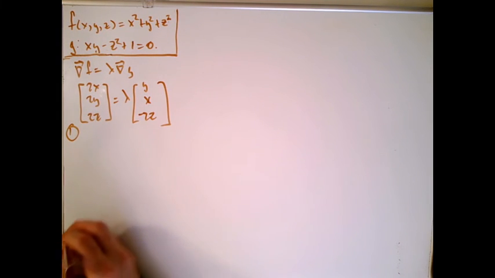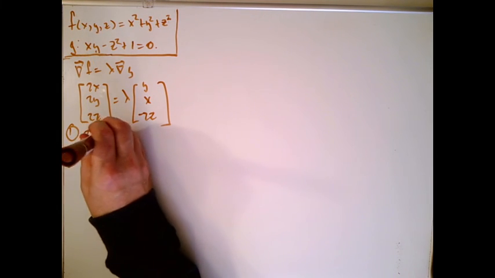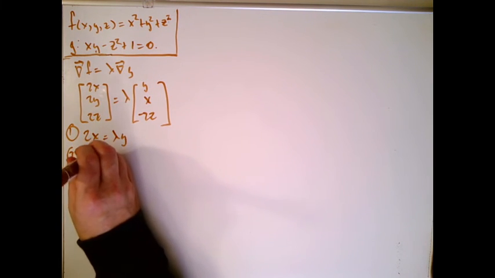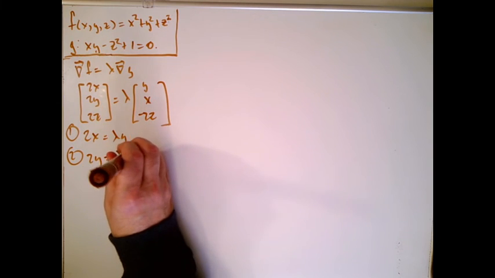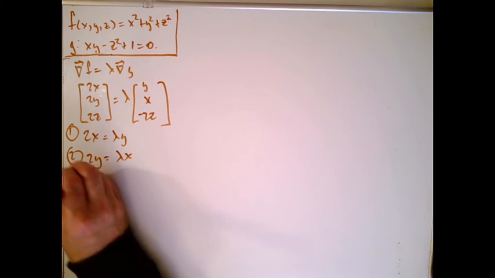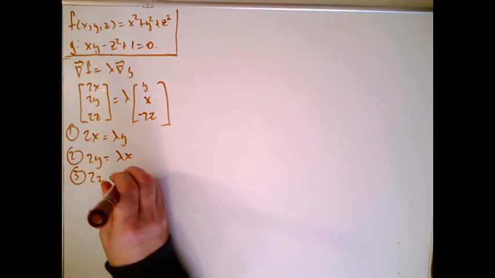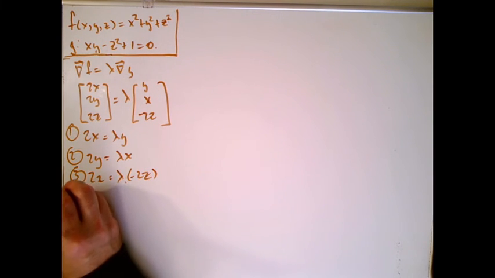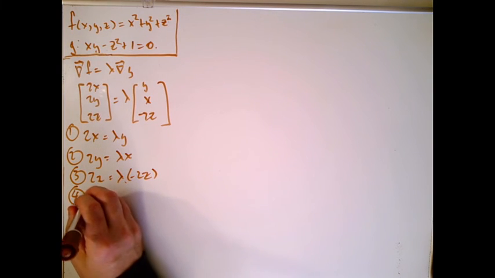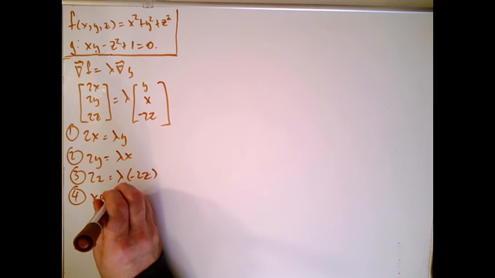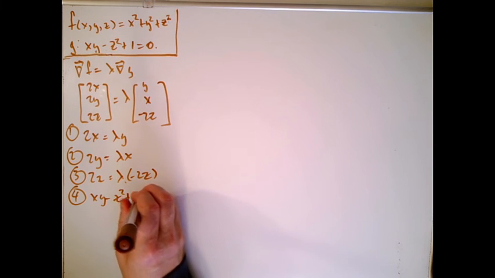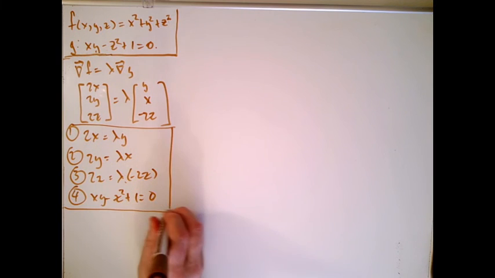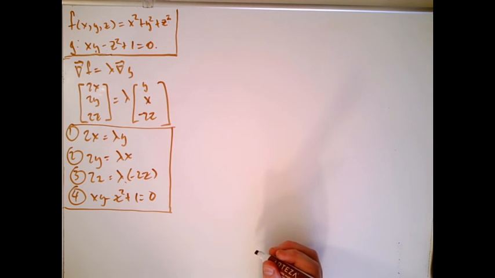Always a good idea. The first row gives us 2x equals lambda y. The second row gives us 2y equals lambda x. The third one gives us 2z equals lambda times minus 2z. And then the fourth equation is just the constraint equation. So that's xy minus z squared plus 1 equals 0. I'm just going to put a little box. These are the 4 equations and 4 unknowns that we have to solve any way we can.